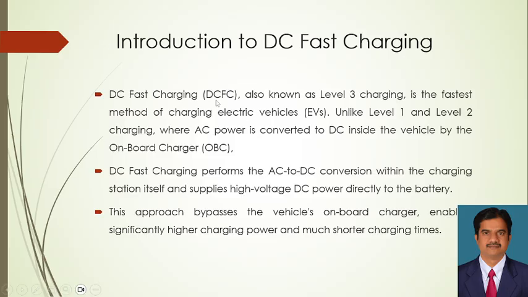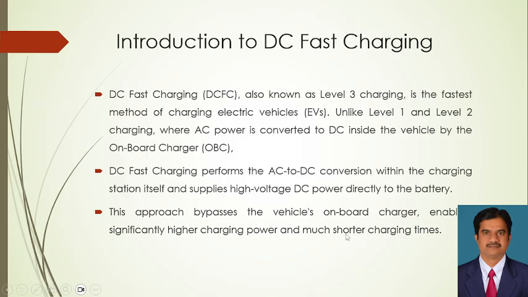DC fast charging or DCFC, also known as level 3 charging, is the fastest method of charging electric vehicles. Unlike level 1 and level 2 charging, where AC power is converted into DC inside the vehicle by the onboard charger, DC fast charging performs the AC to DC conversion within the charging station itself and supplies high voltage DC power directly to the battery. This approach bypasses the vehicle's onboard charger, enabling significantly higher charging power and much shorter charging times.